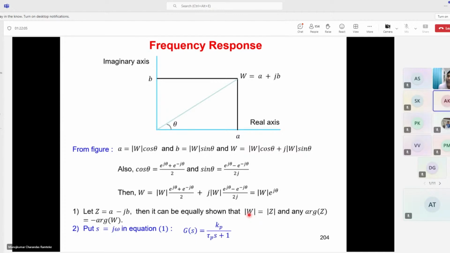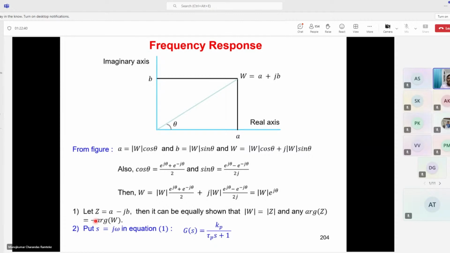But when you are comparing the phase angle, what happens to the phase angle? I will have a minus sign here, isn't it? When I look at the phase angle of this, I will have modulus of W into e raised to the power minus j theta. So clearly the argument of Z should be equal to minus of argument of W. Do you all agree? So the phase angle will have a minus sign here.